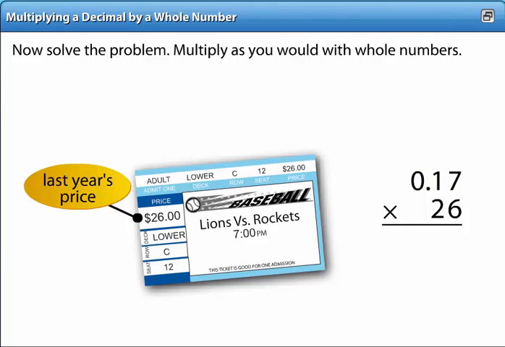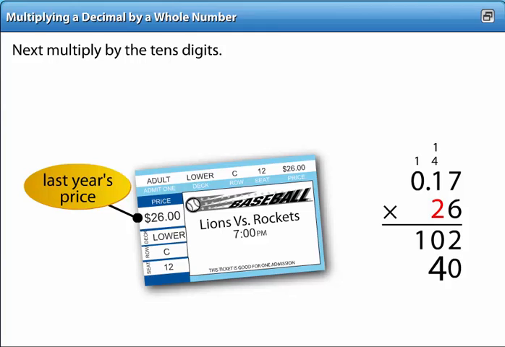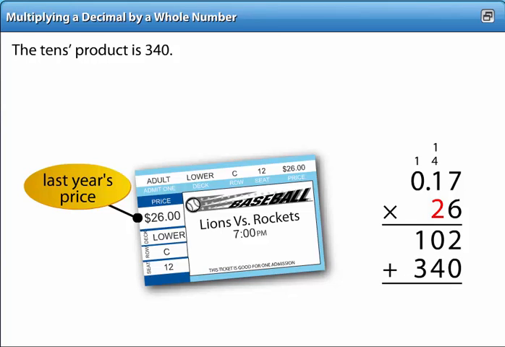Now solve the problem. Multiply as you would with whole numbers. Multiply by the ones digits first. What is the ones product? The ones product is 102. Next, multiply by the tens digits. The tens product is 340.